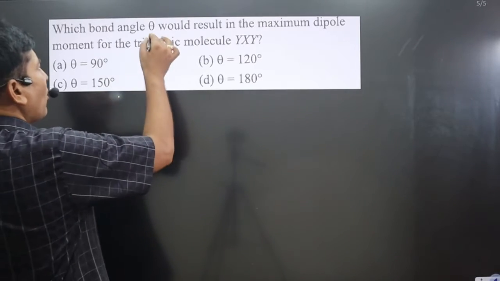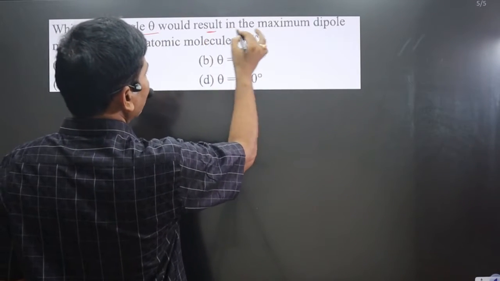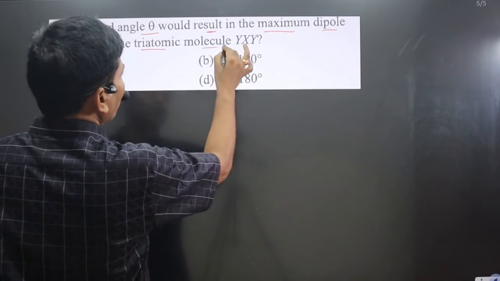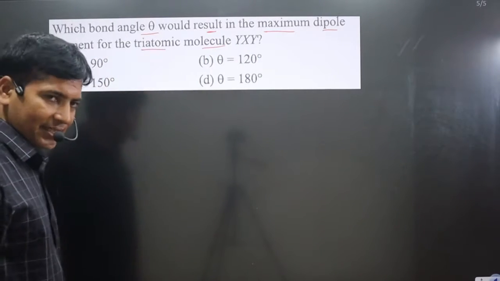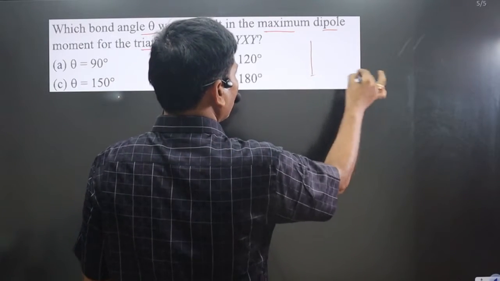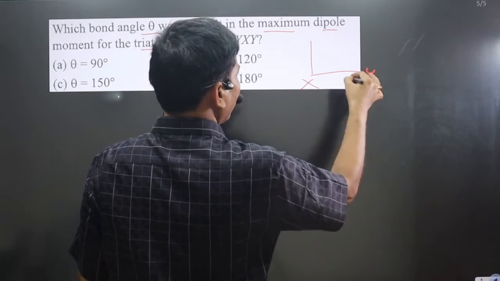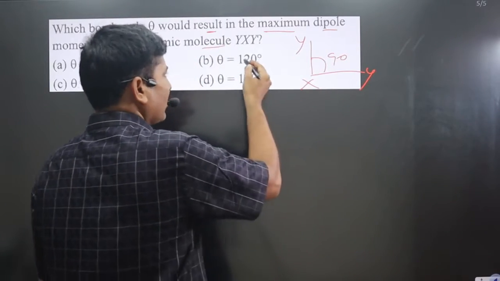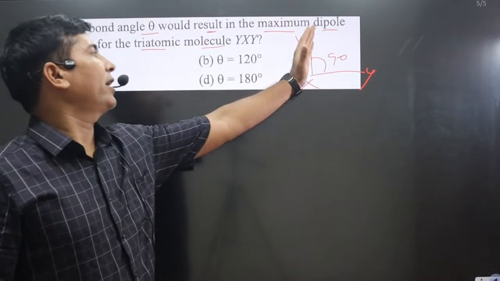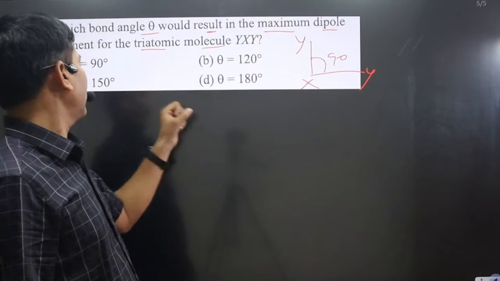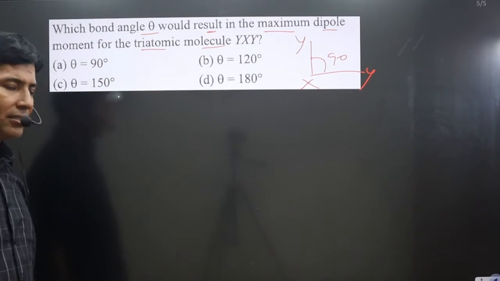The question says: which bond angle would result in the maximum dipole moment for the triatomic molecule YXY? So we have to write this: X is in the center, and it is Y and Y on either side. Bond angle, let's say it is 90. Based on that we can have 120 also. I can extend it like this, and 180 is there, 150 is there, and 90 degrees is there.